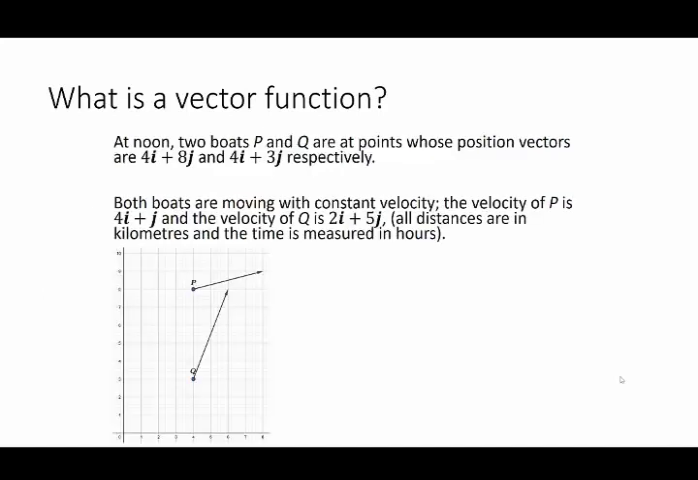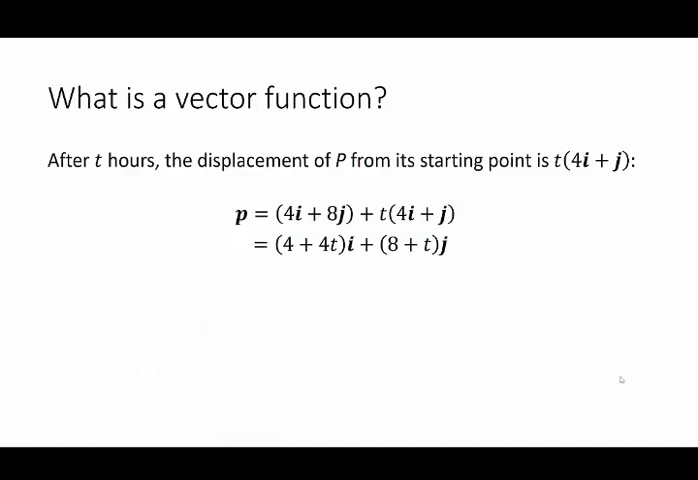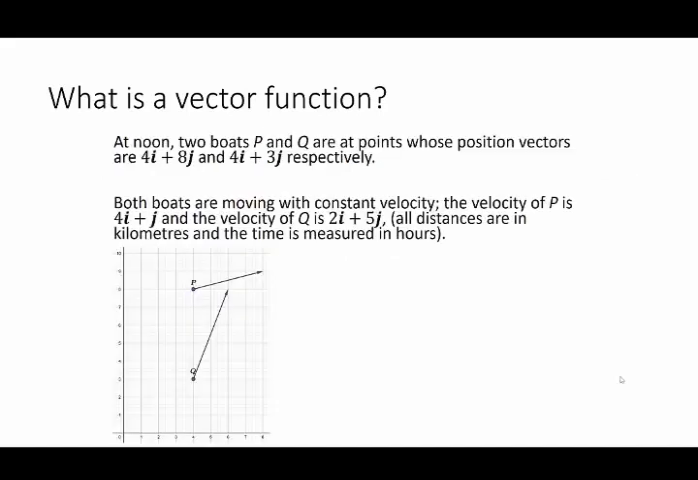So if we draw a quick diagram to explain what's going on, here are my 2 boats P and Q at their particular positions, and the arrows are drawn to scale to represent those velocity vectors that are given. So if we were looking at P, remembering it has a starting point of 4i plus 8j, if we go back to here, 4i plus 8j was the starting point, position vector of P.